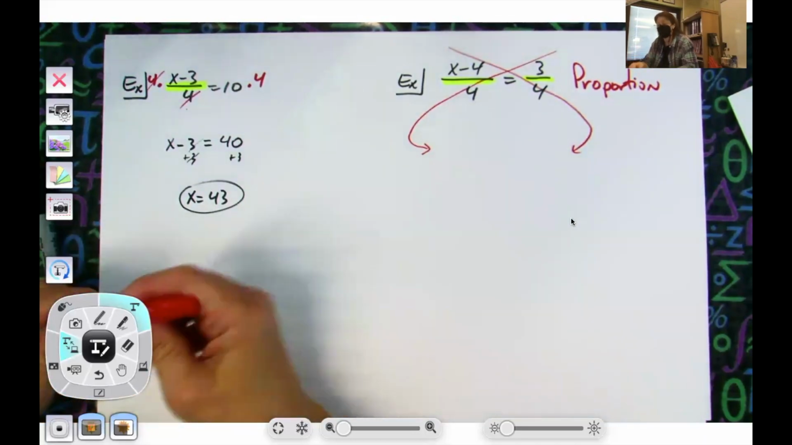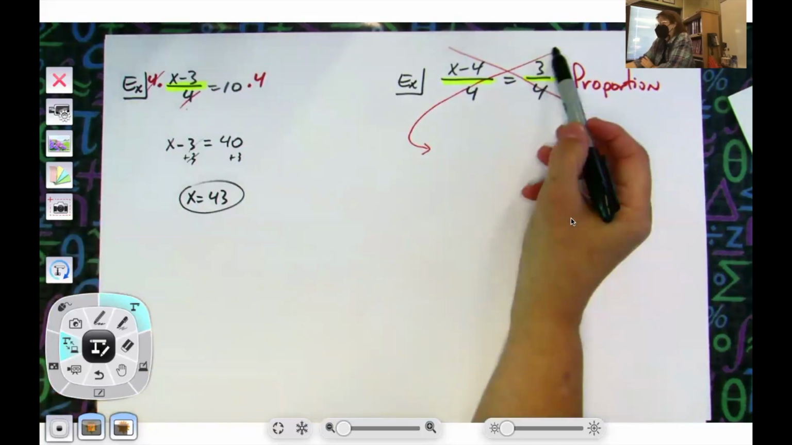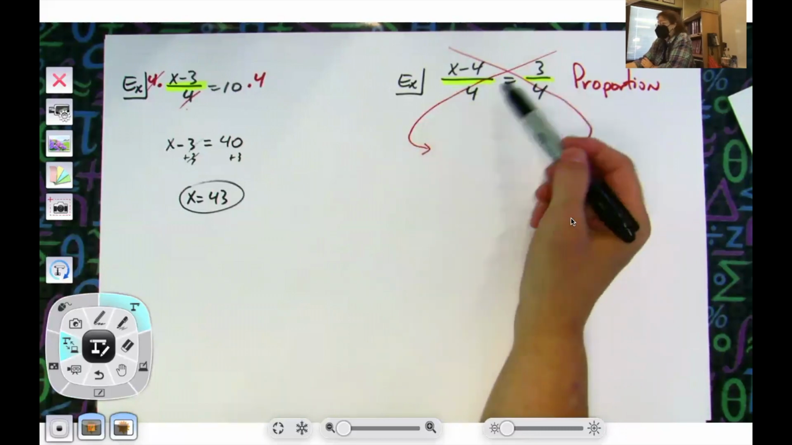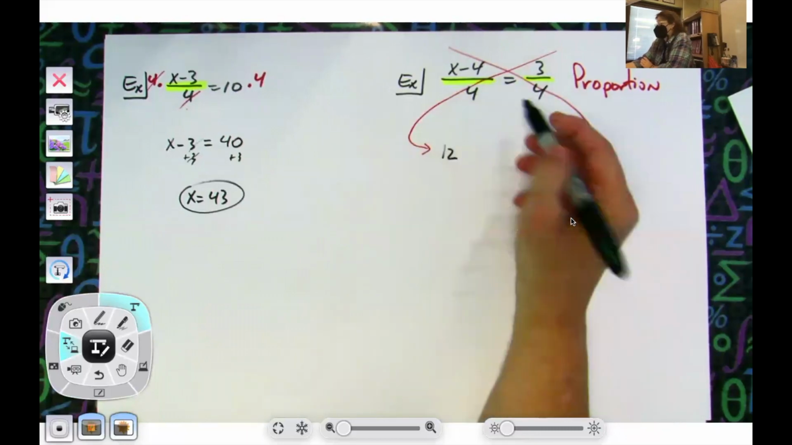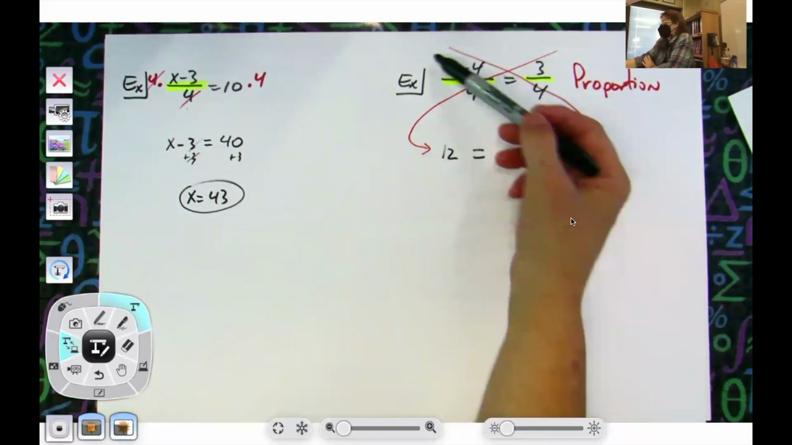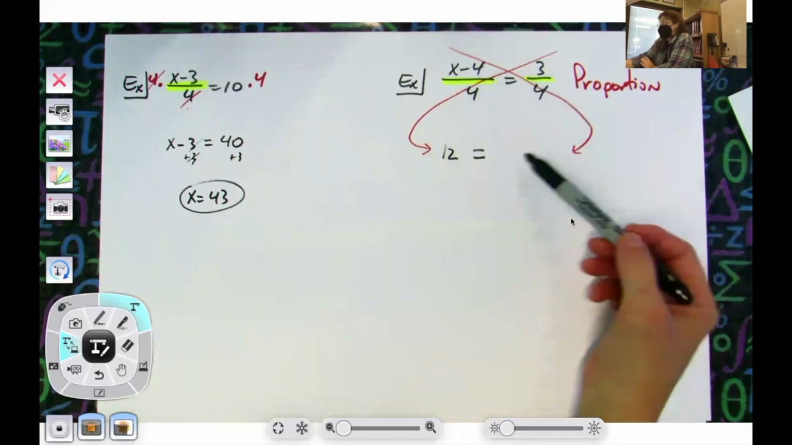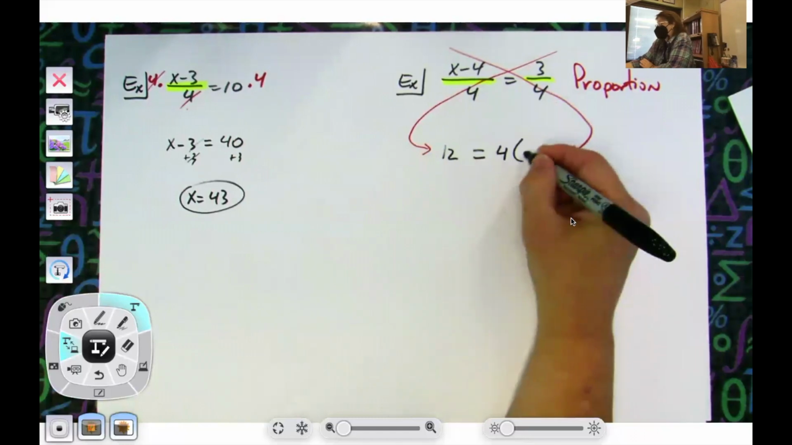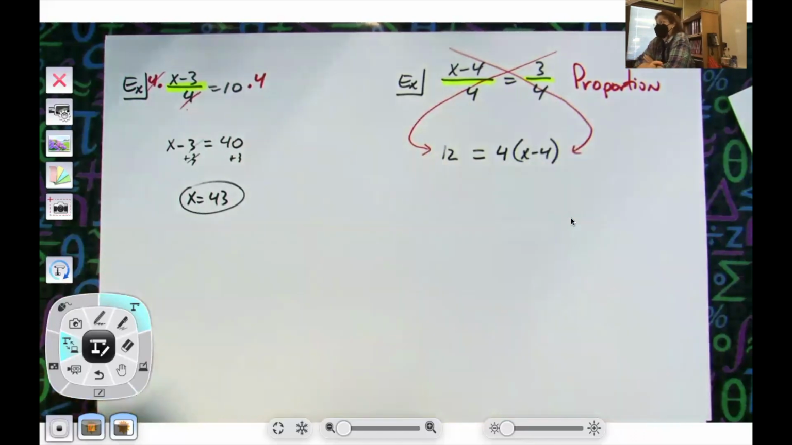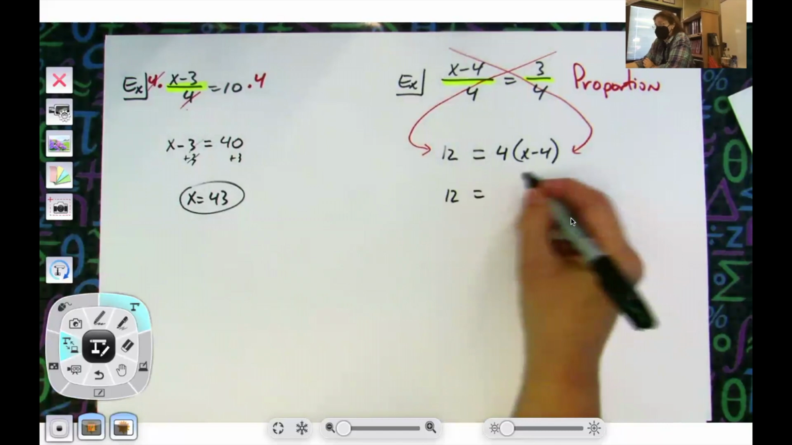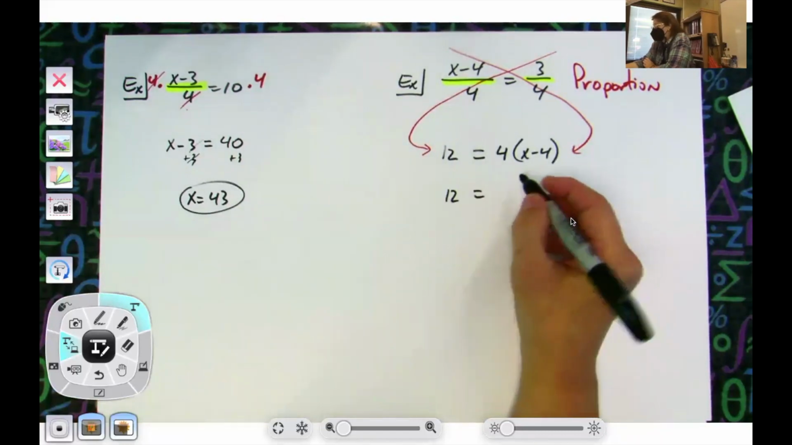Now I'm going to actually show all the steps. When I multiply this way, I've just got 4 times 3. We can do that in our head. That's 12. Then I'm going to put the equal sign down. Now, when I multiply this way, I'm not going to distribute. I'm going to show that multiplication. I'm going to show 4 times x minus 4. Don't try to distribute that in your head. Show it.